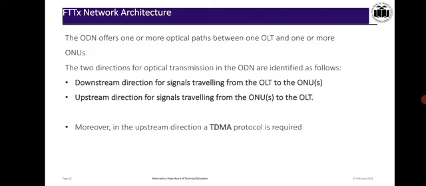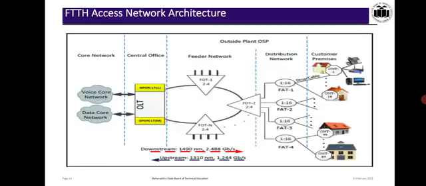Moving towards the next, the ODN offers one or more optical paths between the OLT and one or more ONUs. This means there are two directions for optical transmission in the ODN, identified as the downstream direction for signals traveling from OLT to ONU, and the upstream direction for signals traveling from ONU to OLT. Here the TDMA protocol is required. So this is shown with the help of the figure. You can see here.